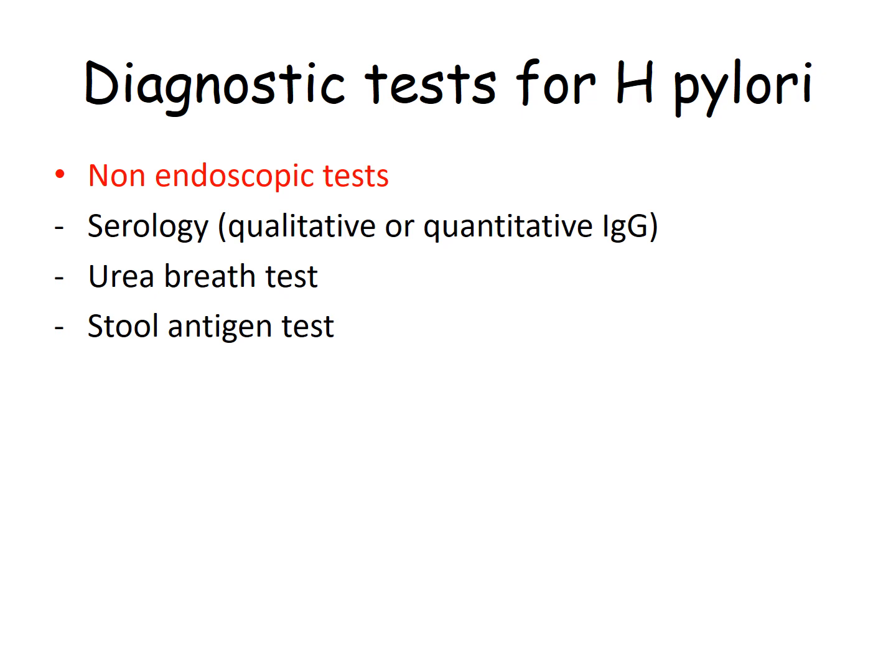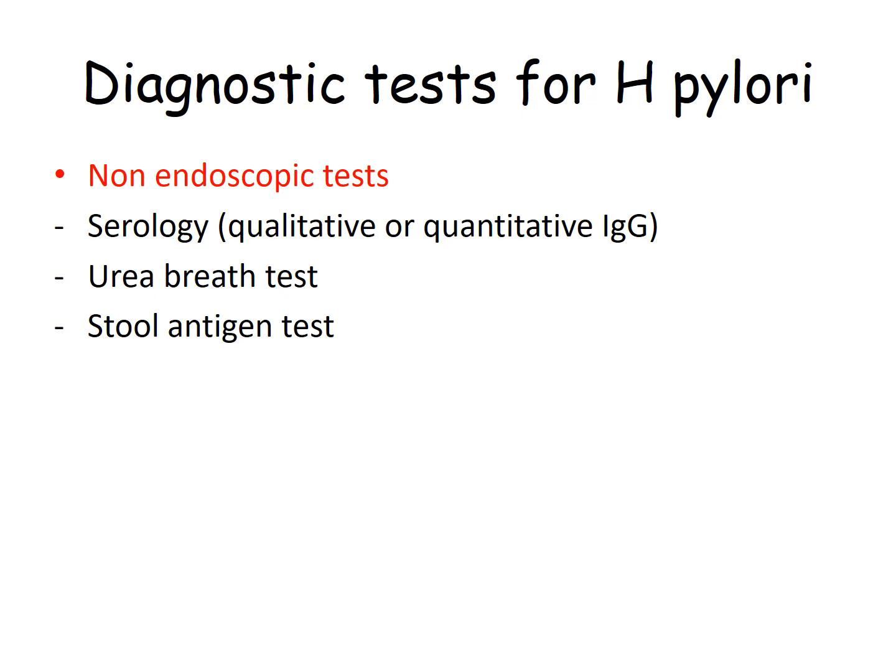So non-endoscopic test, first one is serology. So we will be taking the blood or the plasma and we will qualitatively and quantitatively find out the amount of IgG against this H. pylori. Next important test is urea breath test, and stool antigen test. These all are non-endoscopic tests.